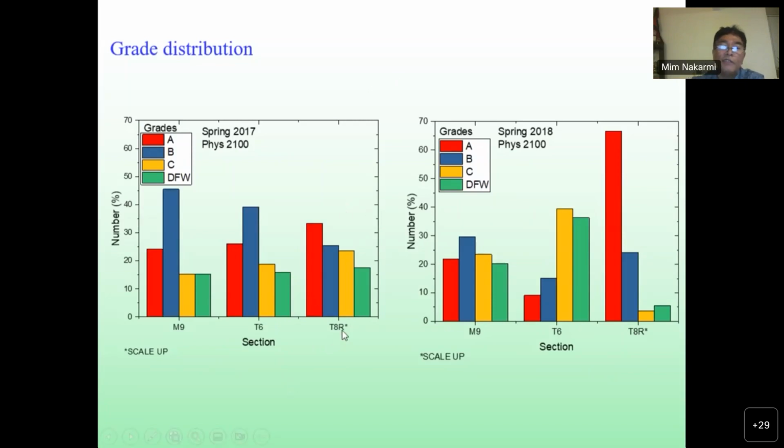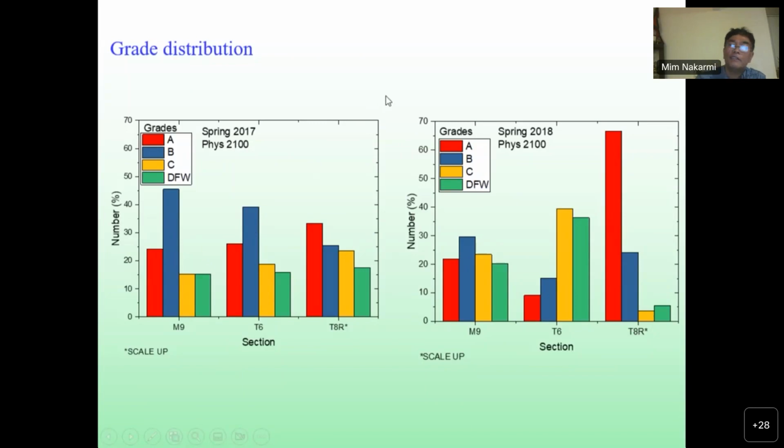When I compare the grade distribution, T8R is the scale up section, and T6 and M9 are our regular conventional classes. In scale up, because good students are learning better and medium level students are also learning and improving, in some cases almost like good students, we get more A's. Sometimes almost half of the students get A level, meaning A minus or A plus. But in the conventional class, most of the time it is either the B or C group, and the number of C grades is higher.